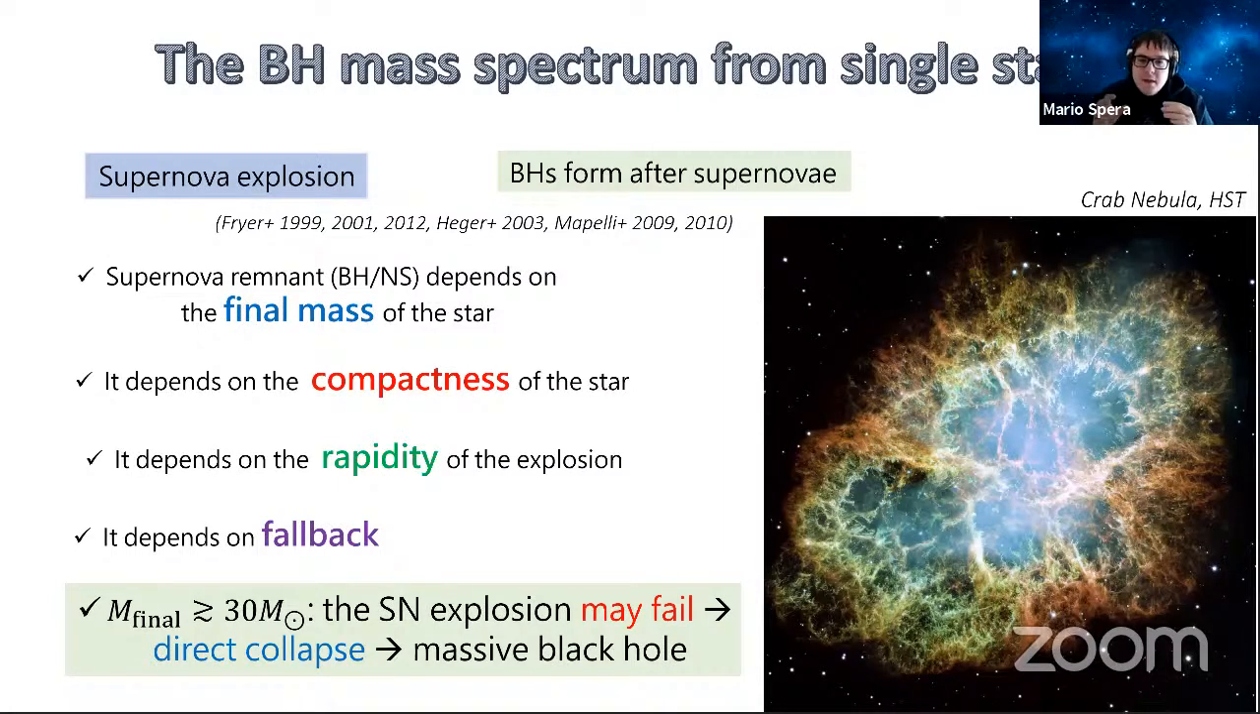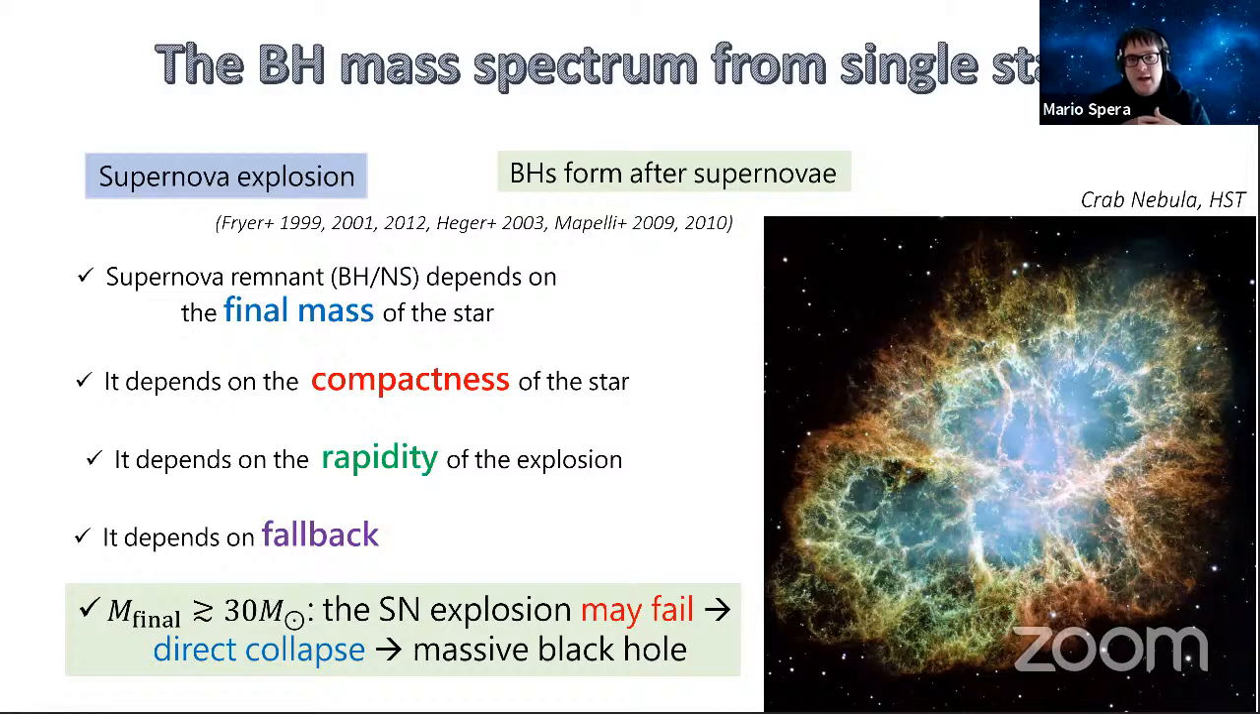Though theoretical models tend to agree that there should be a threshold value for the final mass of the star, above which the star itself does not explode as a supernova, and it directly collapses into a massive black hole. So this is the phenomenon of the failed supernova, also known as direct collapse.